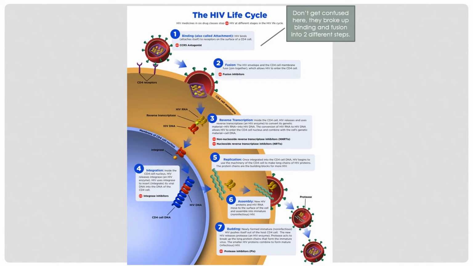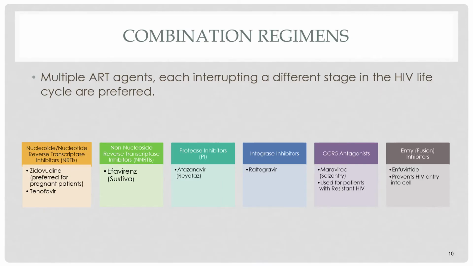So if we do it in multiple steps, nip it in the budding part with a protease inhibitor, or prevent it from even binding in the first place with the CCR5, then maybe we can prevent this from spreading. All right, so that's why we use multiple ART agents, right? So they each interrupt a different stage in the HIV life cycle, okay? So these are the ones you have to know for your test, okay?